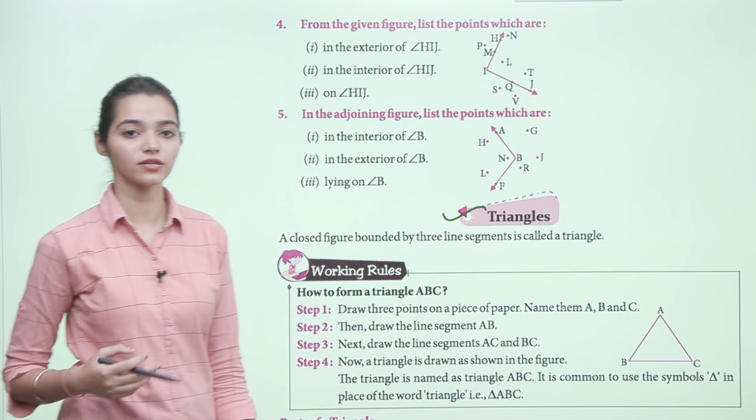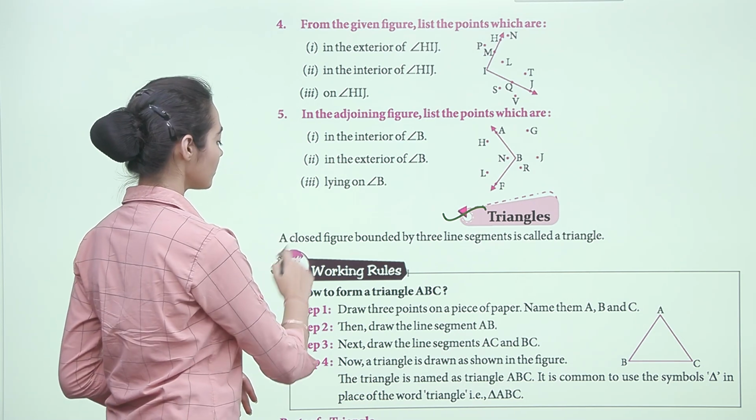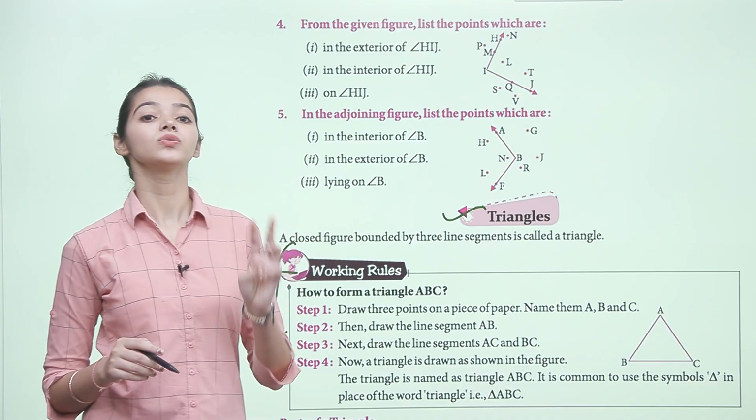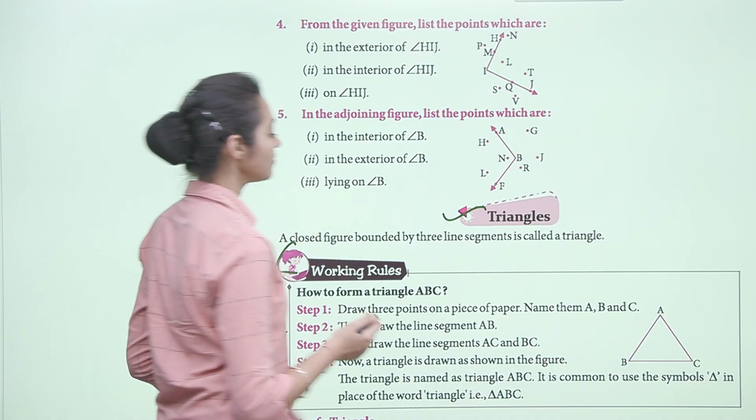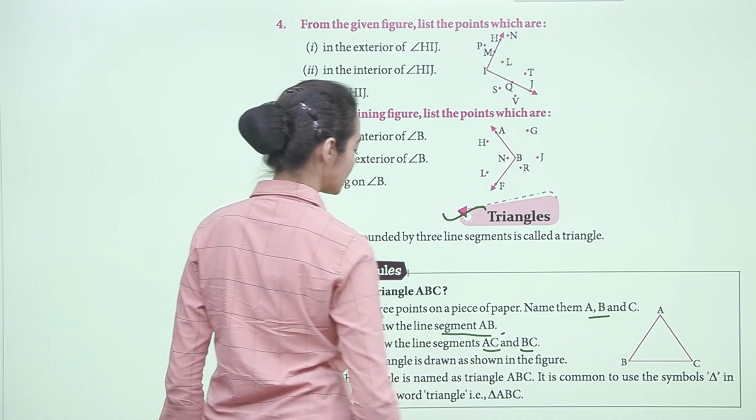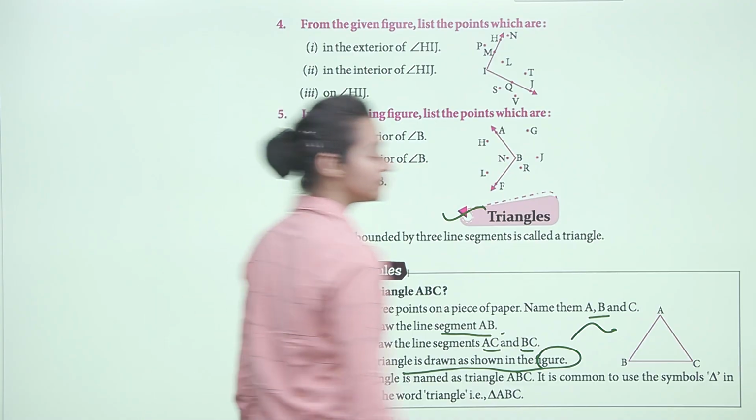Next is our triangles. A closed figure bounded by 3 line segments is called a triangle. Here are our working rules that how we can form a triangle ABC. Now we will draw 3 points on a piece of paper, and then we will name them as A, B and C. Then we will draw the line segments AB, AC and BC. Now a triangle is formed as shown in the figure.